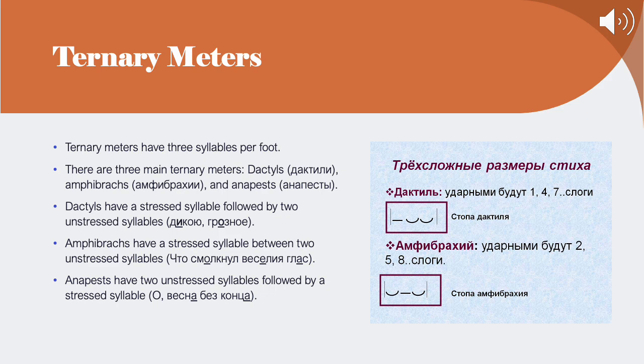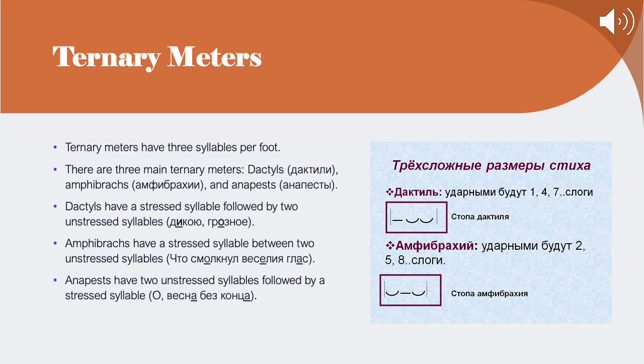And dactyls have the stressed syllable at the beginning, and then the 2 unstressed syllables follow after it, like a tail. So, for example, the phrase «дикая грозная» is in dactyls. Amphibrachs have a stressed syllable between 2 unstressed syllables. So, for example, the phrase «что смолкнул веселья глас» is in amphibrachs. And anapasts have two unstressed syllables followed by a stressed syllable, so they're the opposite of dactyls. They're like a backwards dactyl. For example, the line «О, весна без конца» is in anapasts.